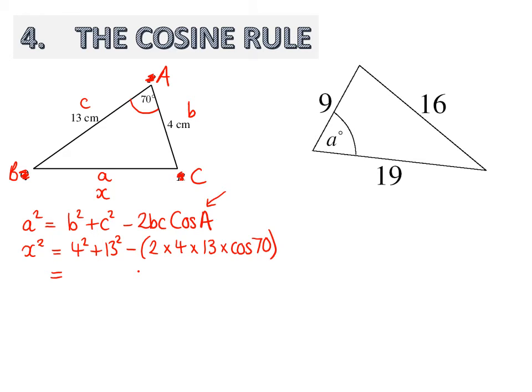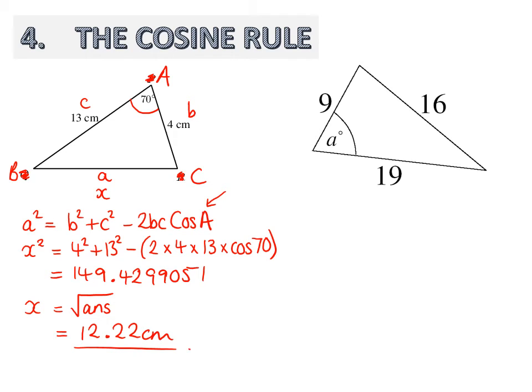And this is what I get. 149.4299. Okay, and then I just need to find out what x is, so I'm going to square root that answer. I'm going to use the answer button so that I make sure that I get full marks, that I'm not rounding too early, and my answer is 12.22, again with the units.